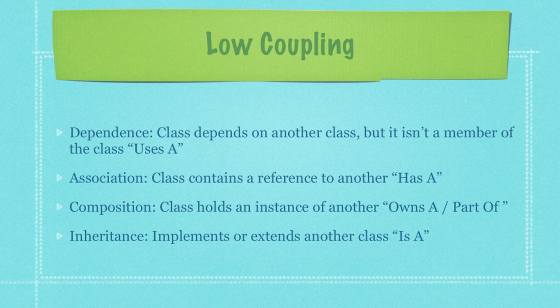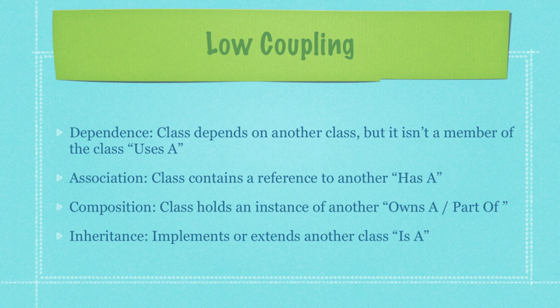Then we have association. This is a class contains a reference to another class, or a situation where a class has another class. And then you get into composition or aggregation, very, very similar. If you've seen past parts of this tutorial, you've seen that. This is a situation where a class holds an instance of another. This is owns a, or a class is part of another class. And then you have the highest level of coupling, which is inheritance. And this is where we either implement or extend another class.